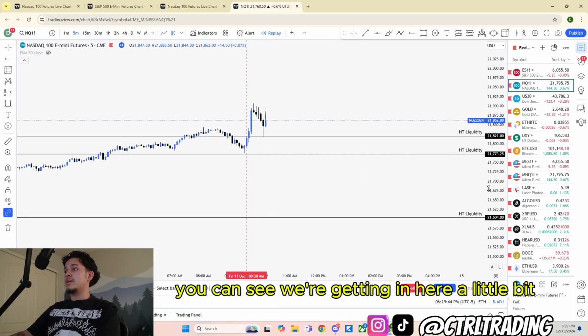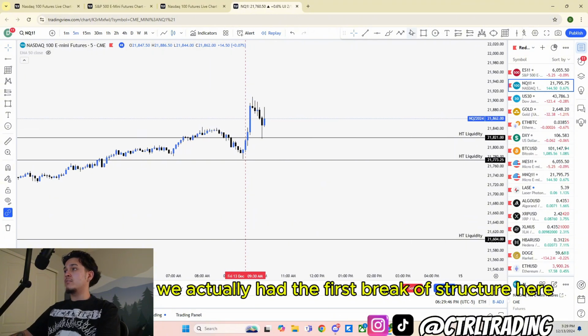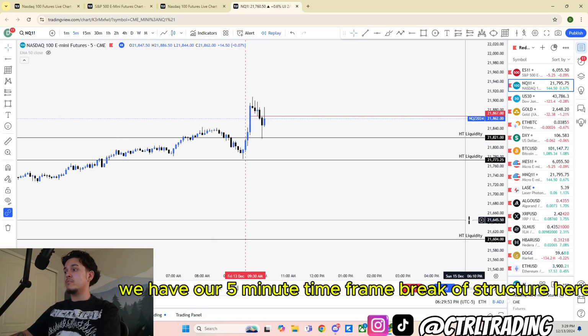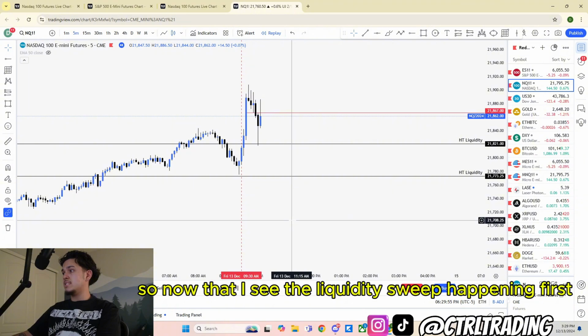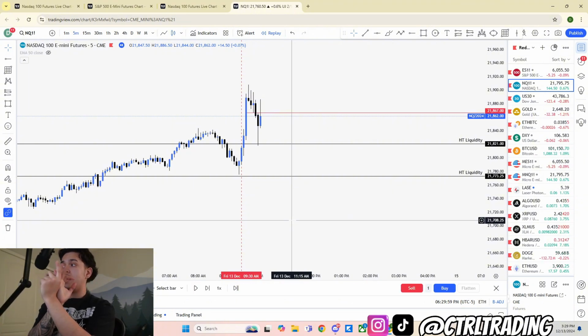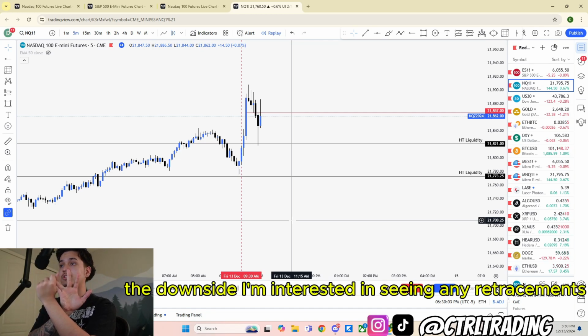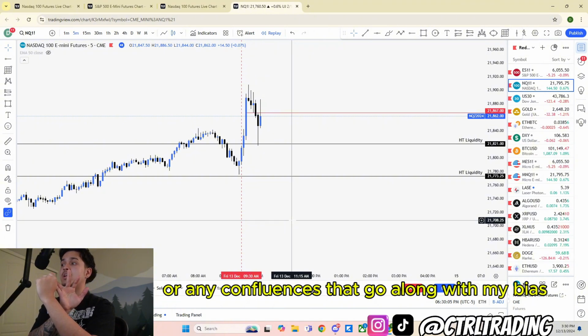You can see we're getting it here a little bit. We actually had the first break of structure here. We have our 5-minute time frame break of structure here. So now that I see the liquidity sweep happening first, and I see a 5-minute break of structure to the downside, I'm interested in seeing any retracements or any confluences that go along with my bias.